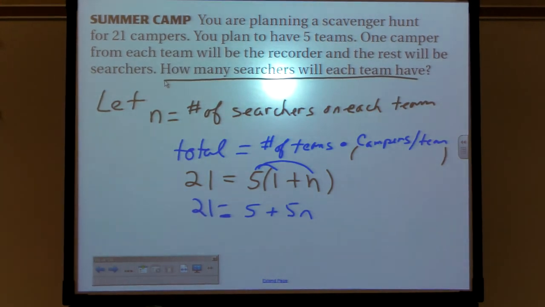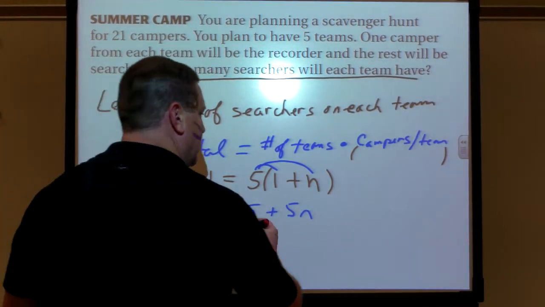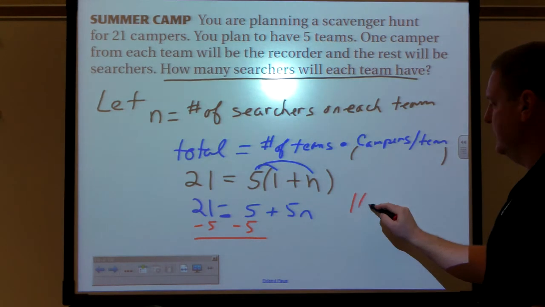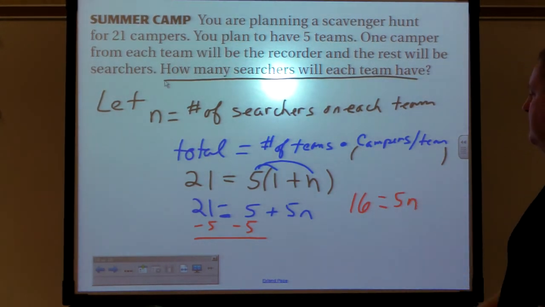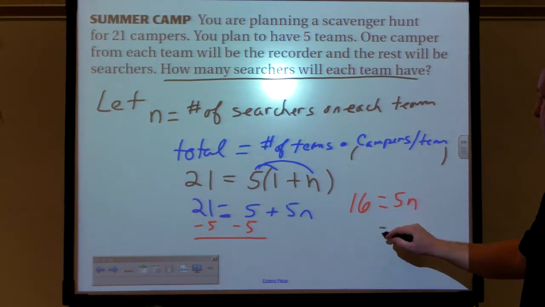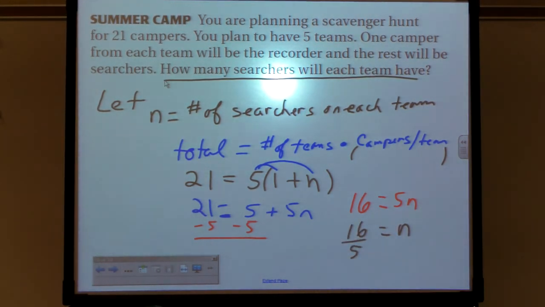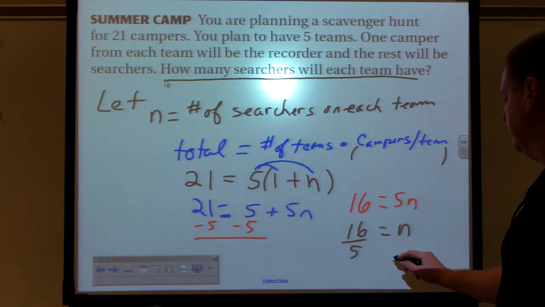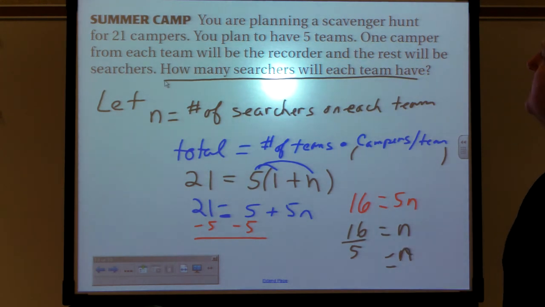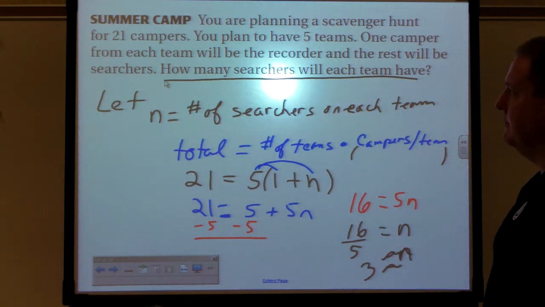Go ahead and subtract 5 from both sides, so minus 5. And running out of space here. So 21 minus 5 leaves you with 16 is equal to 5n. Divide both sides by 5, and we get 16/5, which is about 3 and a 5th. So about 3 people per team. So number of searchers. What's the question asking? Searchers, which is n. So n will be about 3 people per team.